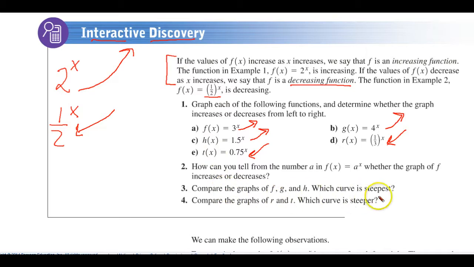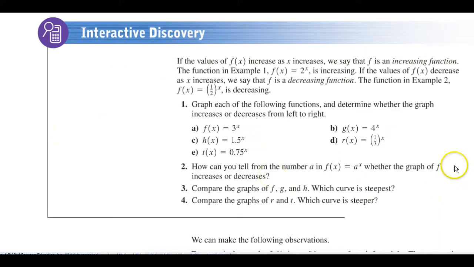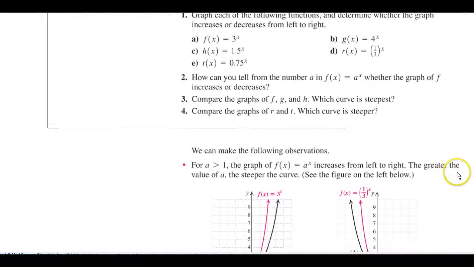All right, compare these graphs, and we'll skip that for now. Okay, because we don't want this to get to be too long.